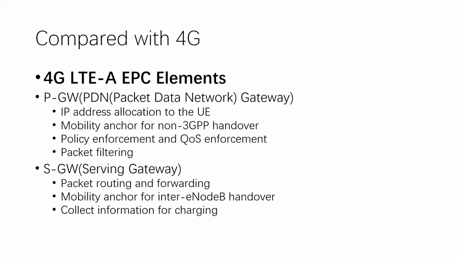Now we have the P gateway, which provides these functions. Then we have the serving gateway, which provides packet routing and forwarding, and mobility anchor for inter-eNodeB handover. But when you go into more advanced handover, basically the IP address allocation to the UE and also mobility anchor for non-3GPP handover, combined between 3GPP and non-3GPP handover, that's what the PDN gateway supports.